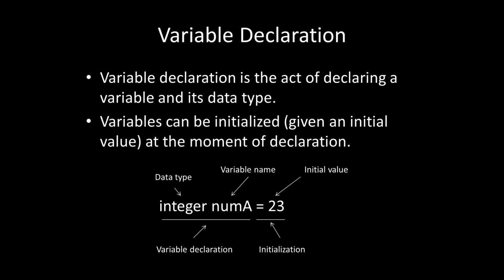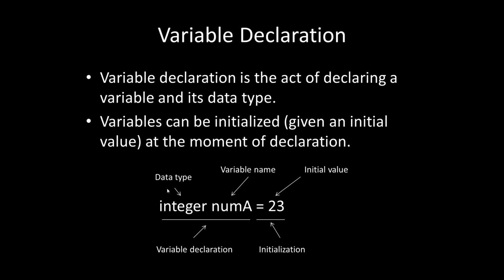This is a type of statement that's very important to programming. Variable declaration is the act of declaring a variable and its data type. You have to declare variables and you have to declare their data types. Additionally, these variables can be initialized at the moment of declaration. This is basically the process of giving it an initial value. So I just declared a variable of type integer, and I'm going to give it some initial value to begin with. I can then later change that value, as you will see in the following slides. But here's the initial value. Here's what it is at the moment of declaration.